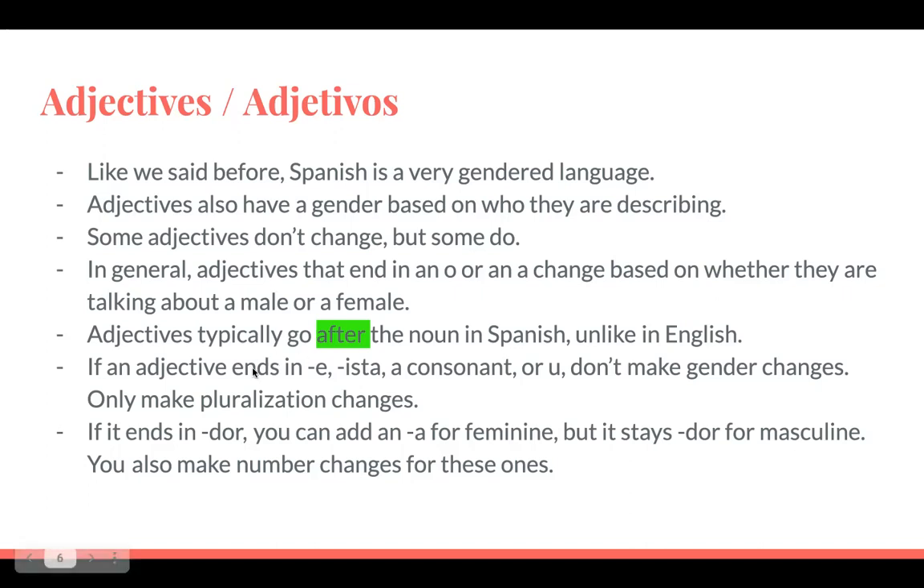If an adjective ends in E, ista, a consonant, or U, it doesn't make gender changes, only pluralization changes. This is a lot of information at once, but it'll make sense once you see it. If it ends in DOR, you can add an A for feminine, but it stays DOR for masculine. You don't add an O. And you also make number changes for these ones.